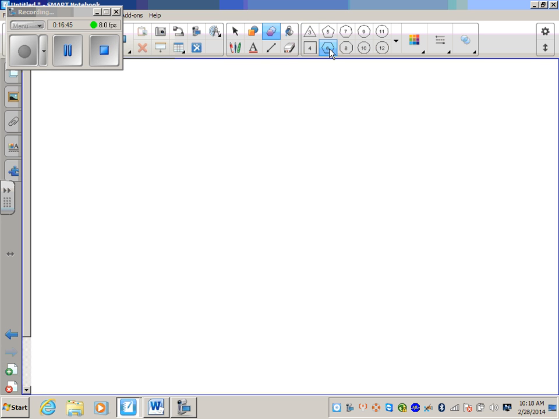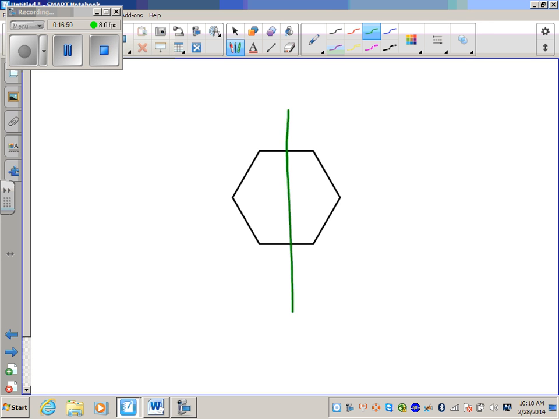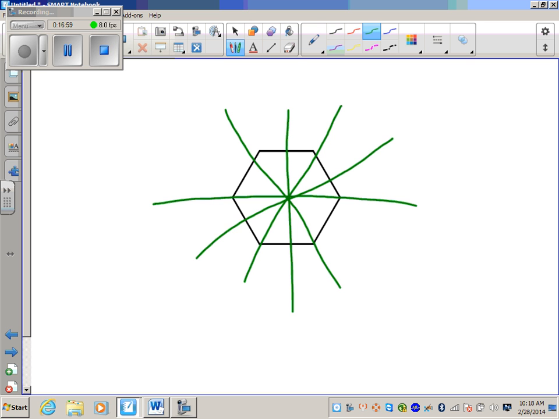So when they say draw the lines of symmetry, they'll want you to draw 1, 2, 3, 4, 5, 6. Okay? So each of them goes through the sides, and they'll each go through the middle of the sides, and they'll each go through each point, each corner.